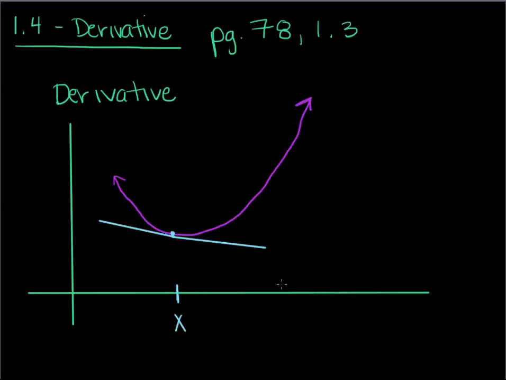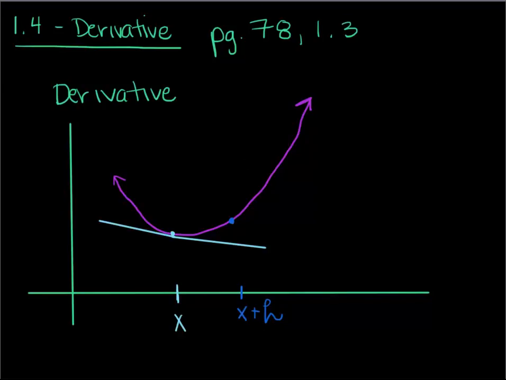So how do we find the slope of that line? Well, we know from algebra class that to find the slope of a line, I need to have two points. So I'm just going to take another point out here. This point is just a little bit more than x. So let's just say that it's x plus a little bit more, and that little bit more is called h.